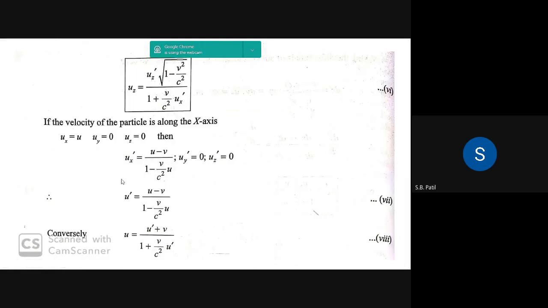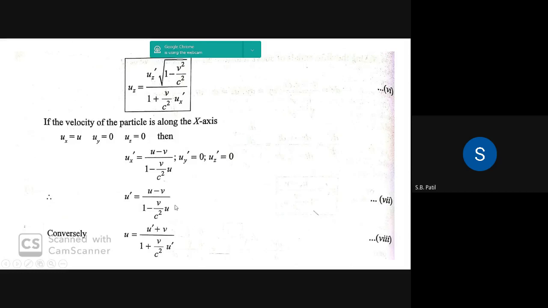So we get u_x prime = (u − v)/(1 − vu/c²), and u_y prime = 0, u_z prime = 0, because there is no motion along the y and z axes. So the velocity along the corresponding axes will be 0. So in a general way we can write u prime = (u − v)/(1 − vu/c²).